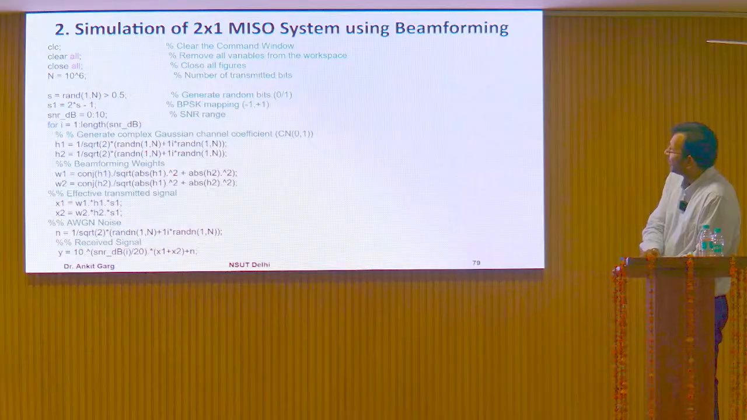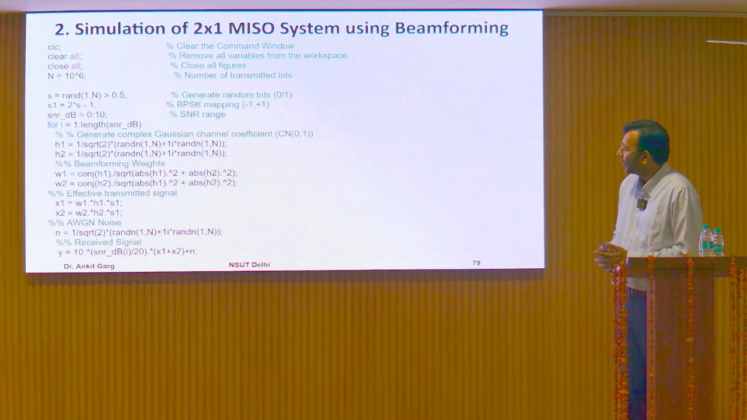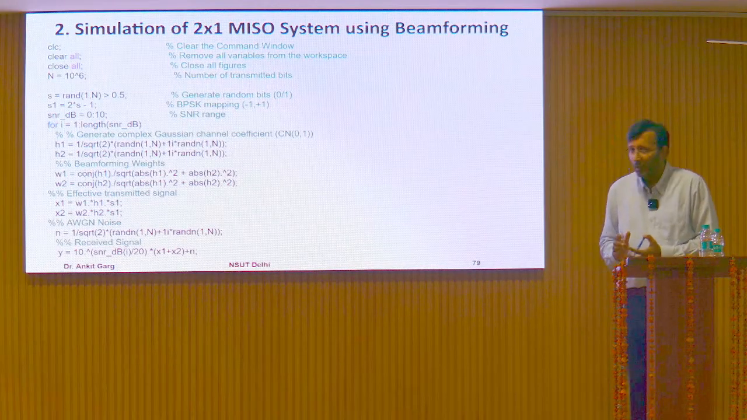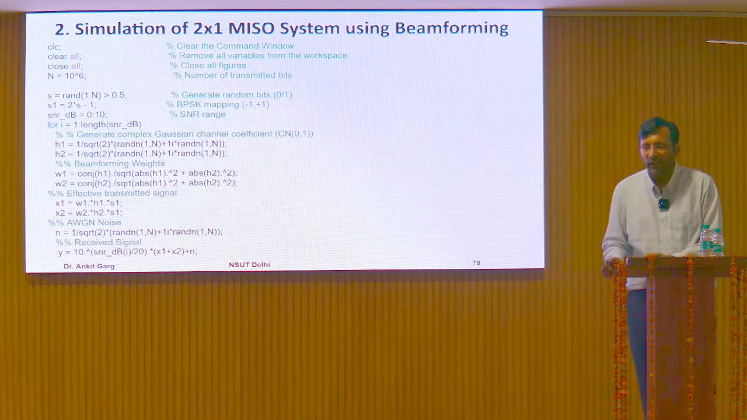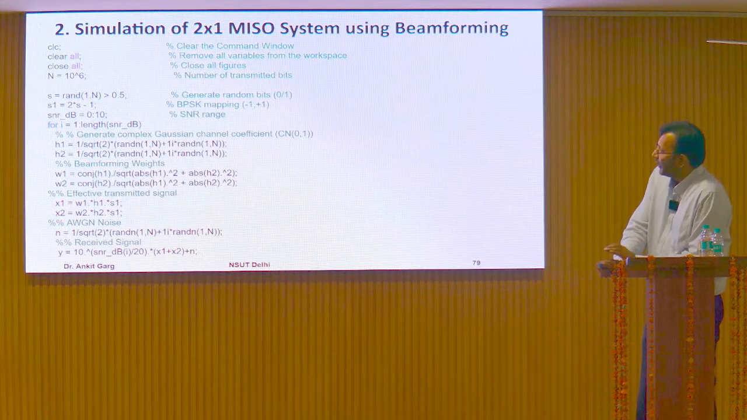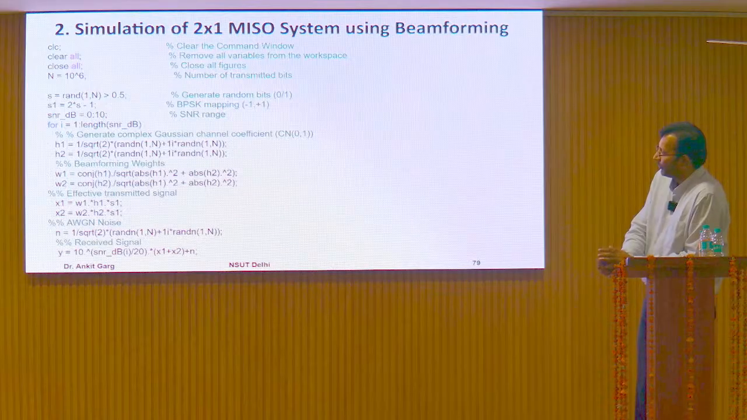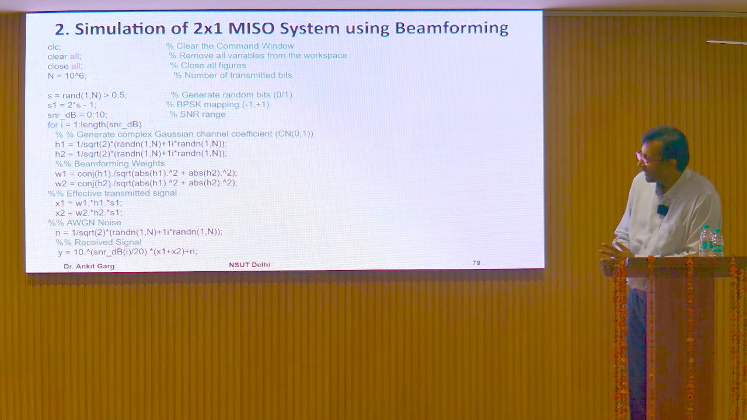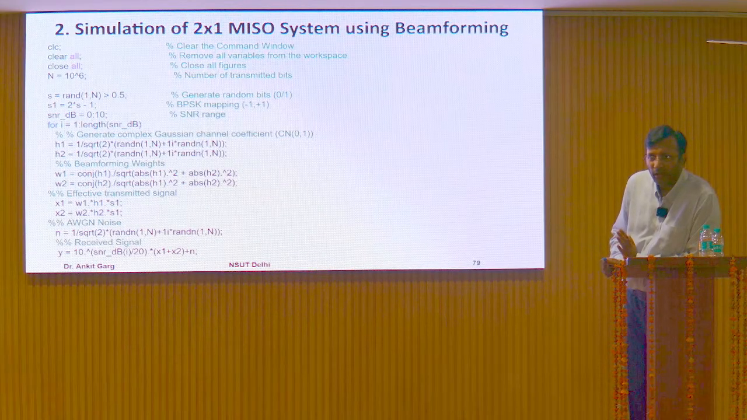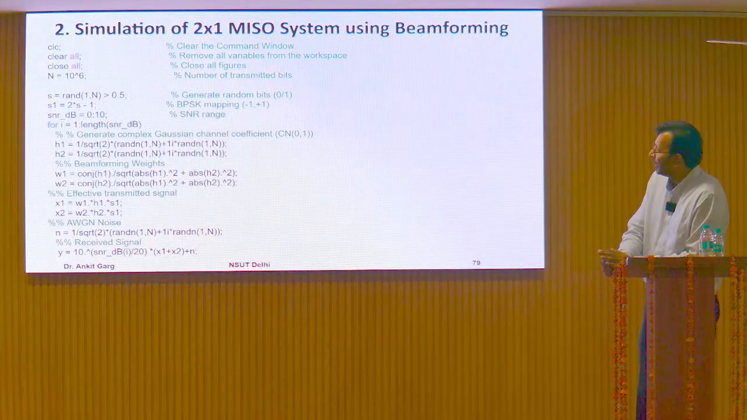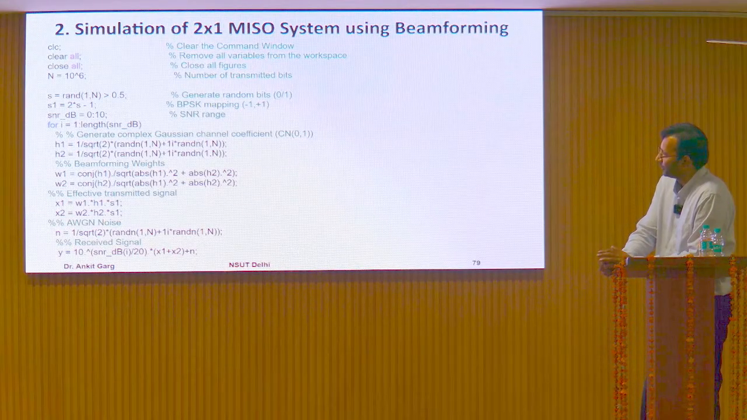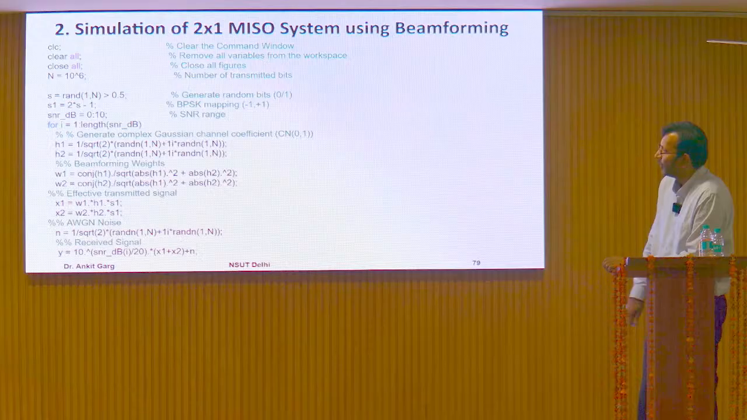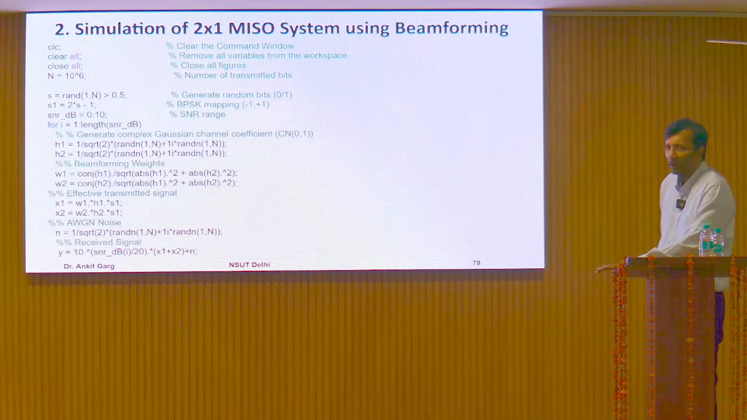Now in the second exercise, here I put a 2 cross 1 MISO system where we use the wireless scenario, right? H1 and H2 are also complex Gaussian numbers, where we have chosen the normal Gaussian with mean 0 and variance 1. Then we have beamforming weights used to make this independent, W1 and W2.